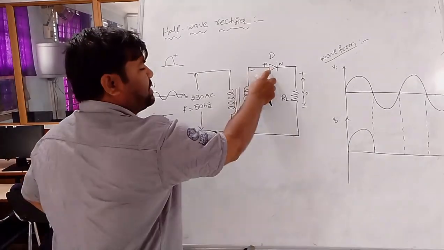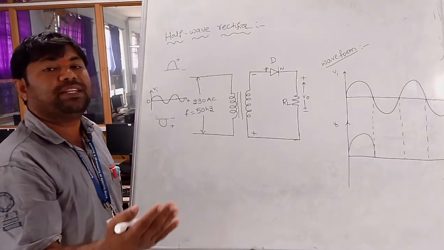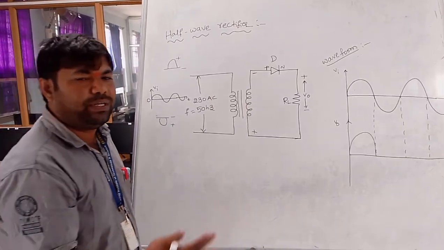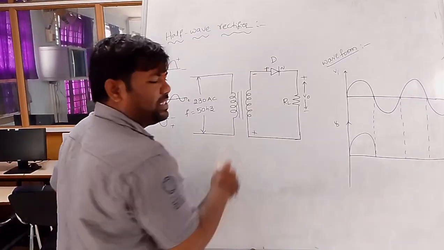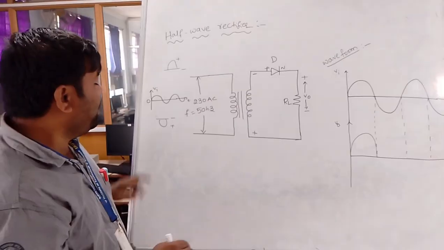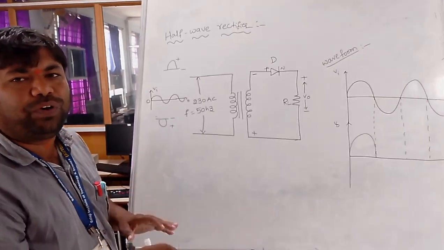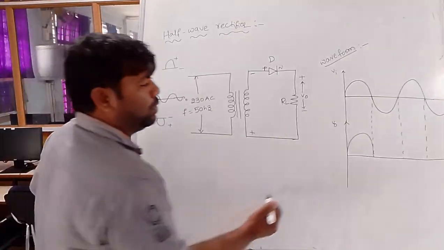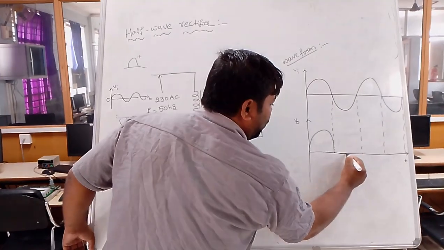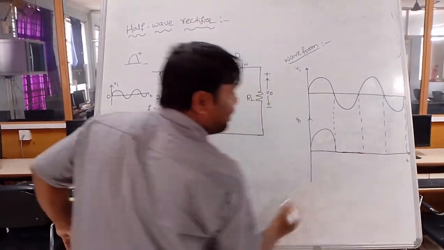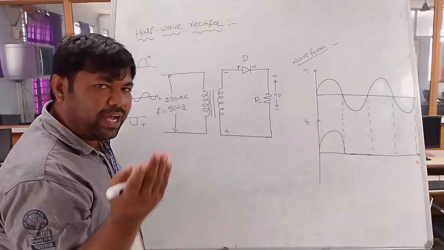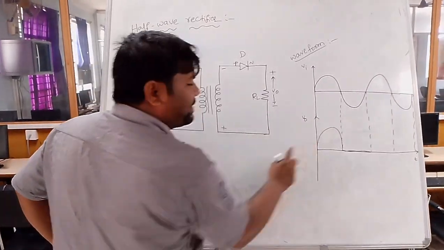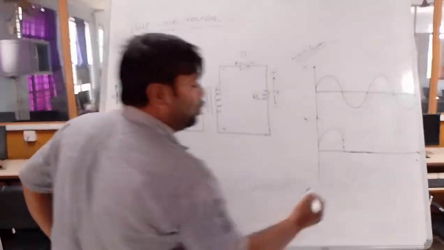Reverse bias means the diode acts as an open circuit. Open circuit means no output is obtained through the load resistance. That means during the negative half of the cycle the output is zero. Again the positive half of the cycle comes, and we get the output only during the positive half of the cycle, like this.